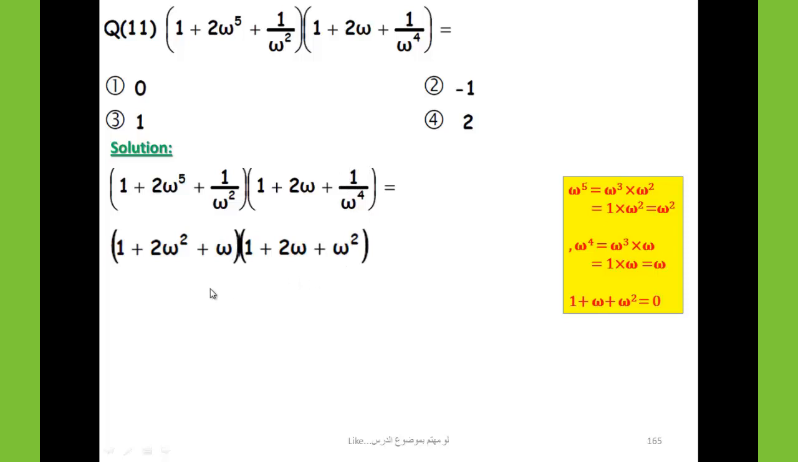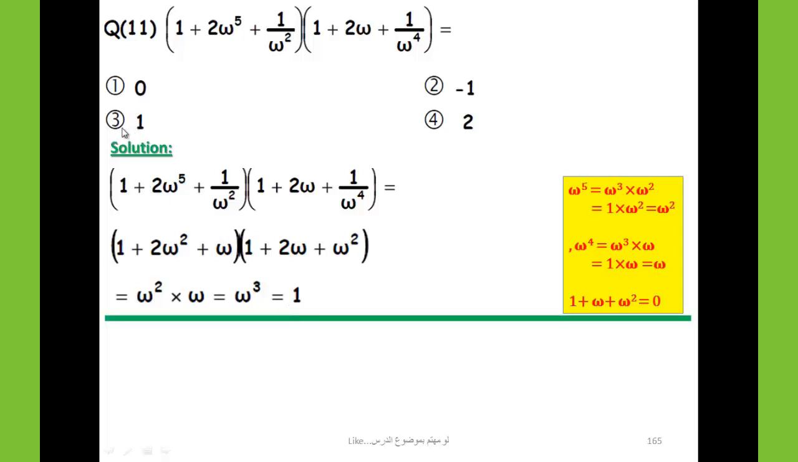And from this we have 1 plus omega is negative omega squared. Negative omega squared plus 2 omega squared equals omega squared. Also 1 plus omega squared equals negative omega. Negative omega plus 2 omega equals omega. So omega squared multiplied by omega equals omega to the power 3, which equals 1. So the result equals 1. The answer is number 3.